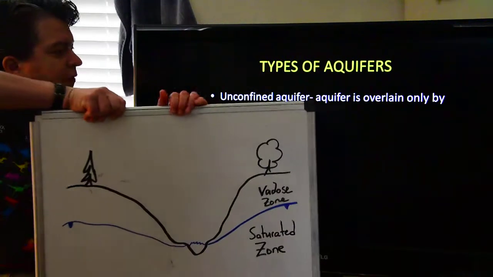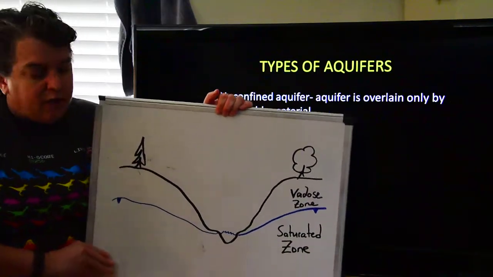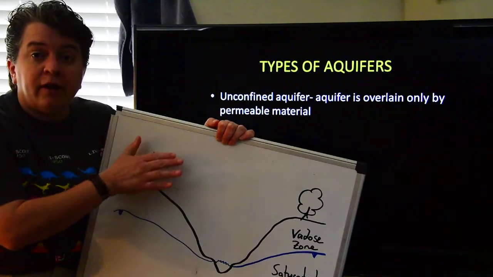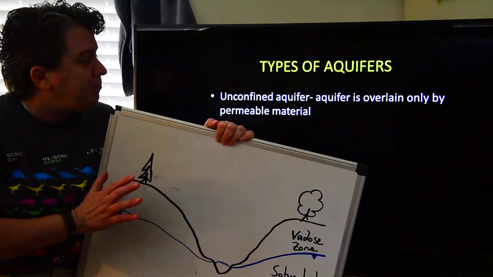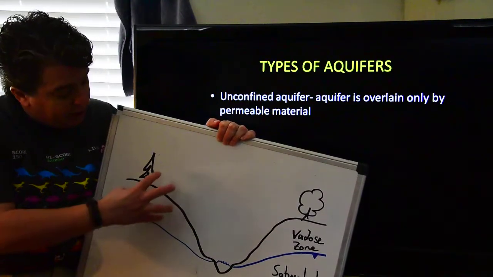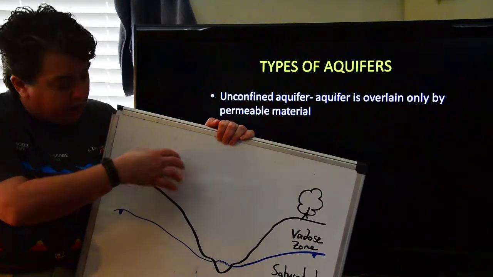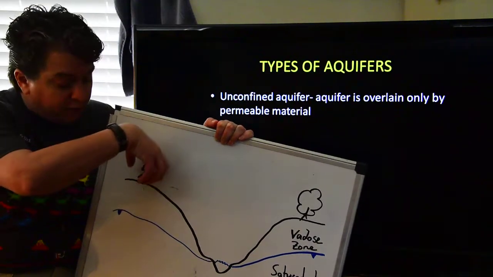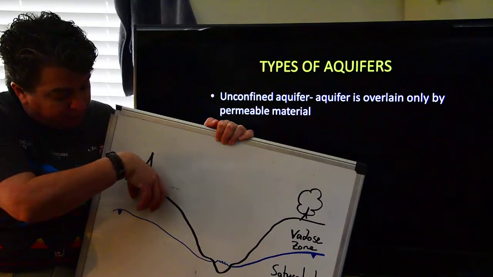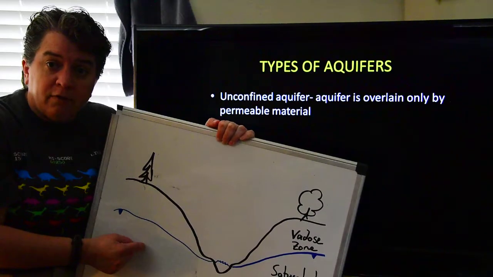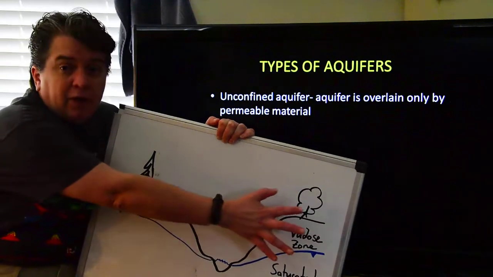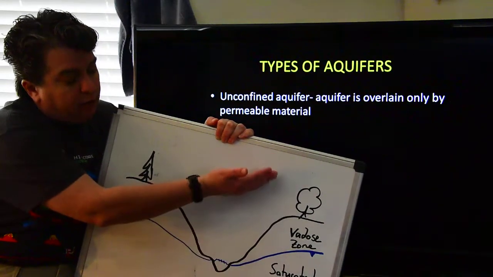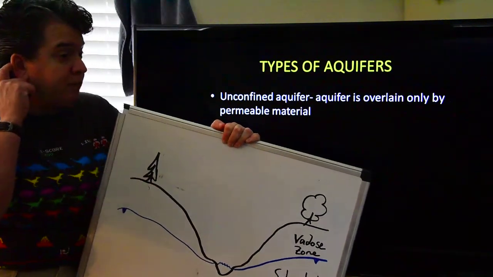Now this aquifer would be considered an unconfined aquifer. The aquifer is only overlain by permeable material. That means if it rains over here, some of that water is going to infiltrate, it's going to soak into the ground, and it's going to flow downwards towards the water table. And same thing would happen over here. There's no barriers between the water table and the surface.